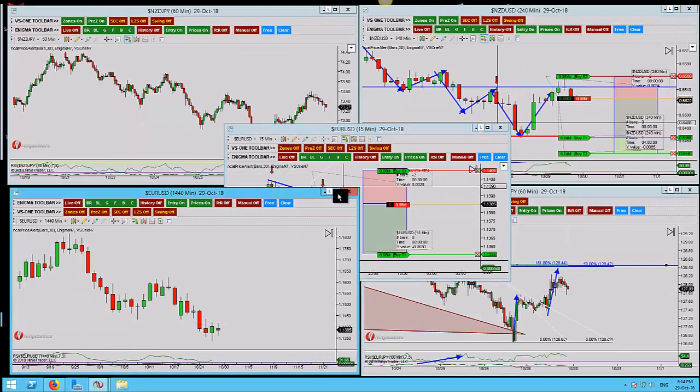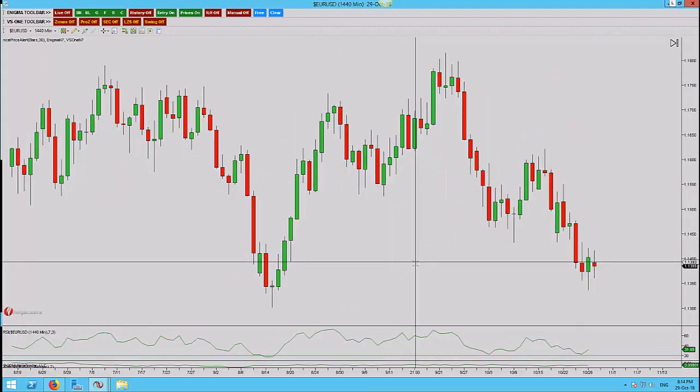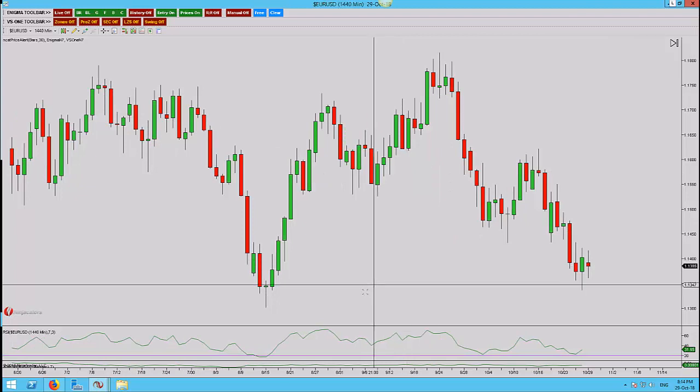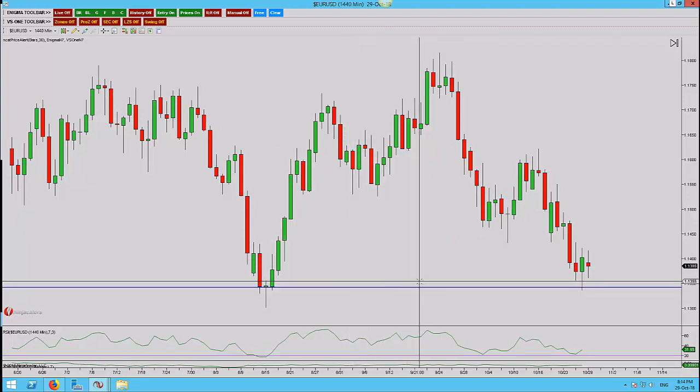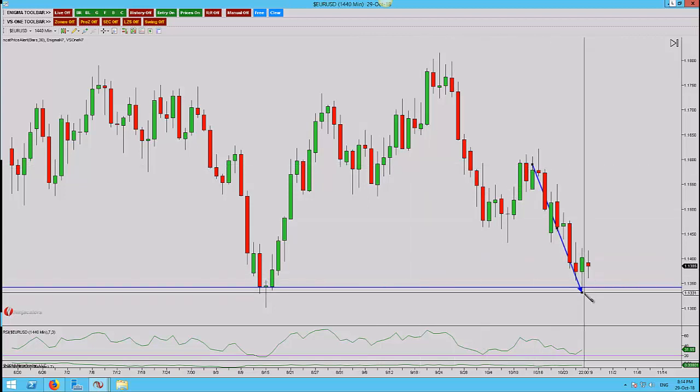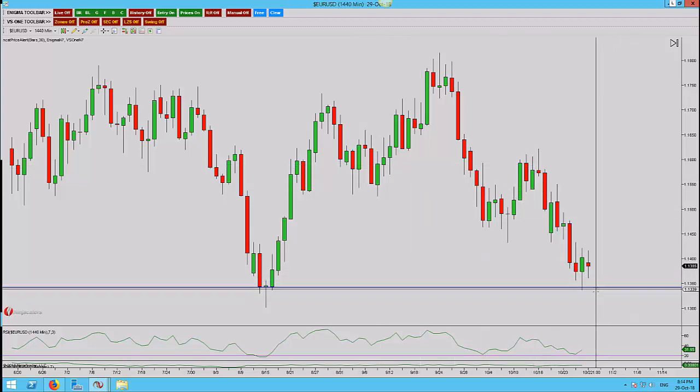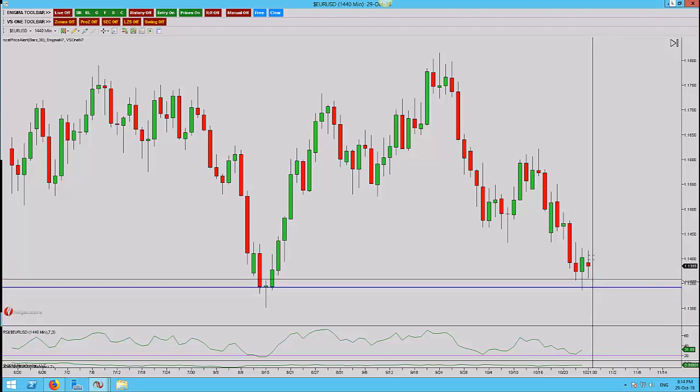I've got another chart open here. This is the euro dollar on the dailies, and if I put a structure level on at the closes of these candles just here, you can see that price has actually come into them and hit them. We've not really had a rejection, but we've hit them.